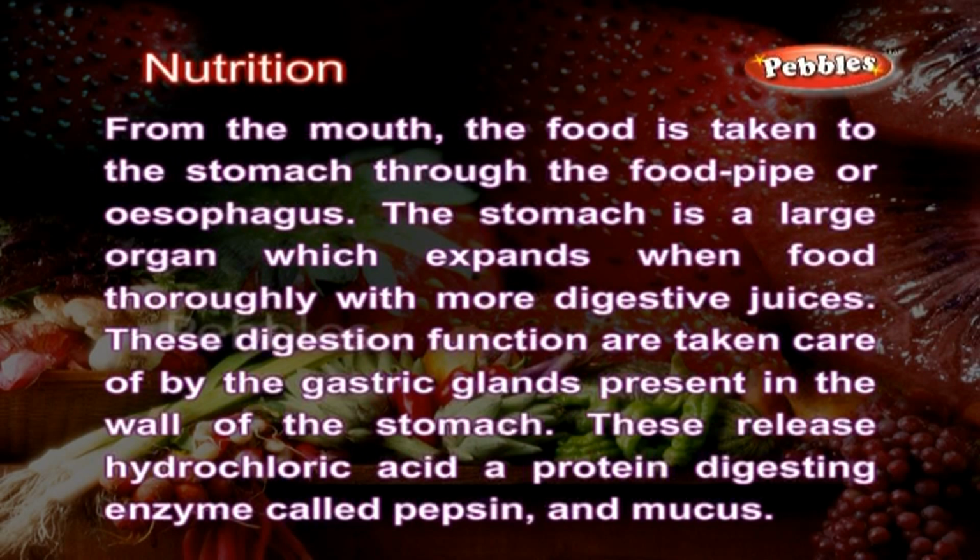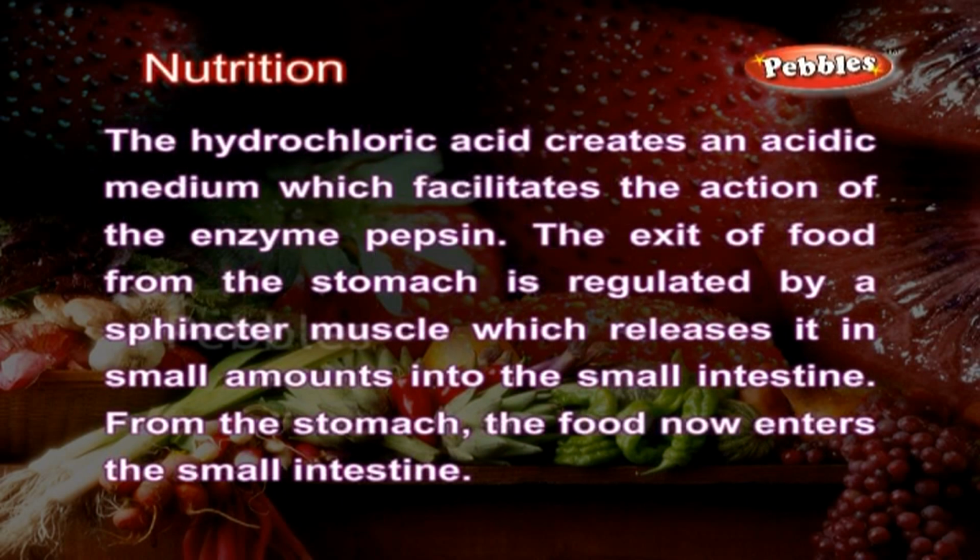The stomach is a large organ which expands when food is present and mixes it thoroughly with more digestive juices. These digestion functions are taken care of by the gastric glands present in the wall of the stomach. These release hydrochloric acid, a protein digesting enzyme called pepsin, and mucus. The hydrochloric acid creates an acidic medium which facilitates the action of the enzyme pepsin.